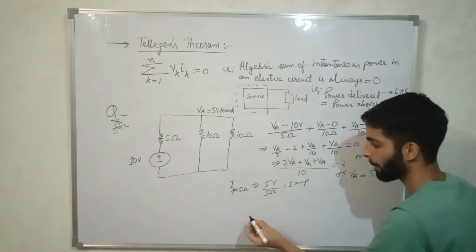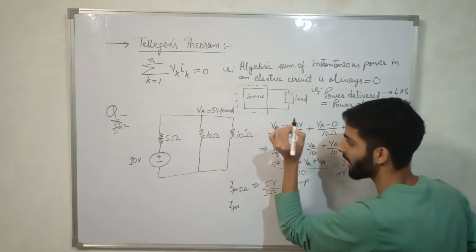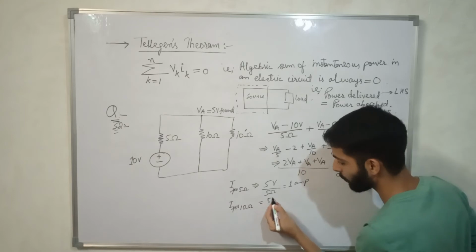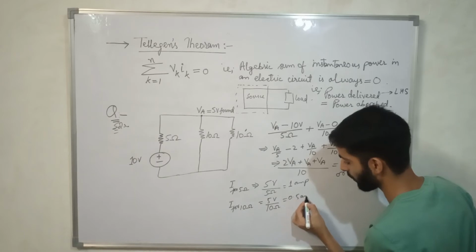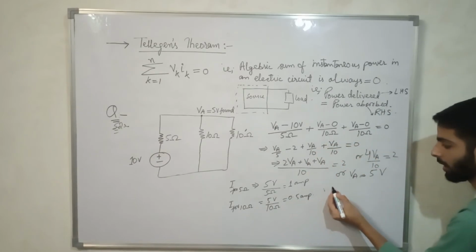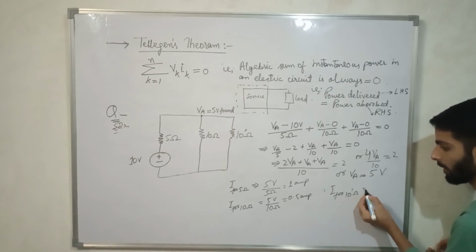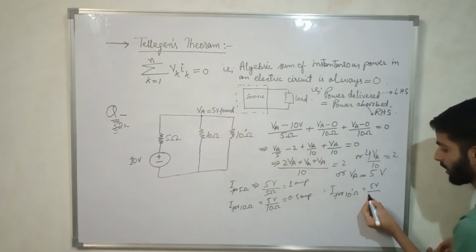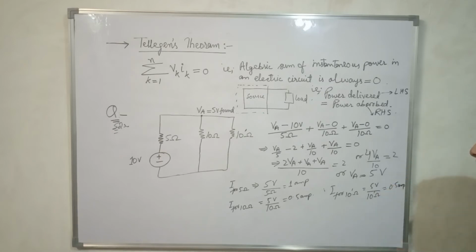Using this voltage again, the current I for 10 ohm is 5 volt upon 10 ohm, 0.5 ampere. The current for the 10 dash ohm, we write this as 10 dash, is 5 volt upon 10 dash ohm, 0.5 ampere. Okay, done up to here.